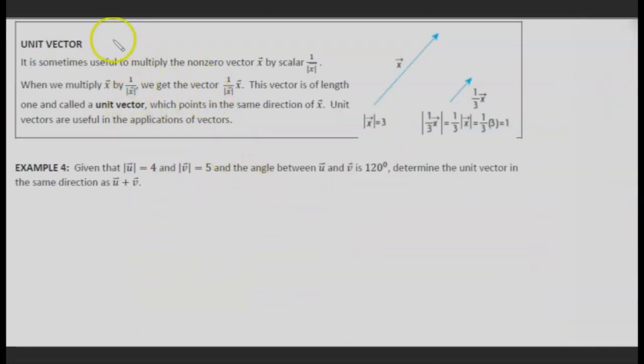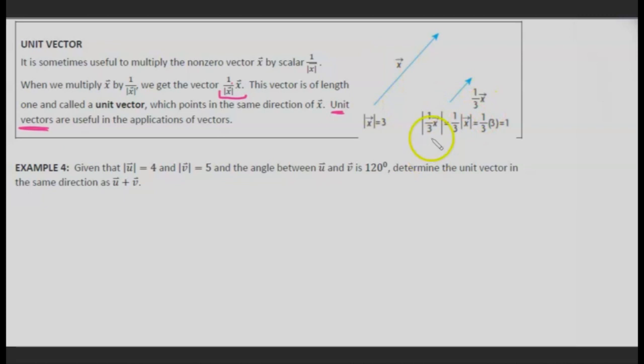Unit vector. It is sometimes useful to multiply the non-zero vector x by the scalar 1 over the magnitude of vector x. When we multiply vector x by 1 over the magnitude of vector x, we get the vector, obviously, like 1 over the magnitude of vector x times vector x. Okay, that makes sense. Those are just multiplied. This vector is of the length 1, so this is now called the unit vector, which points in the same direction of vector x. Unit vectors are useful in applications of vectors, okay? So these unit vectors, they're not going away, they're coming back.